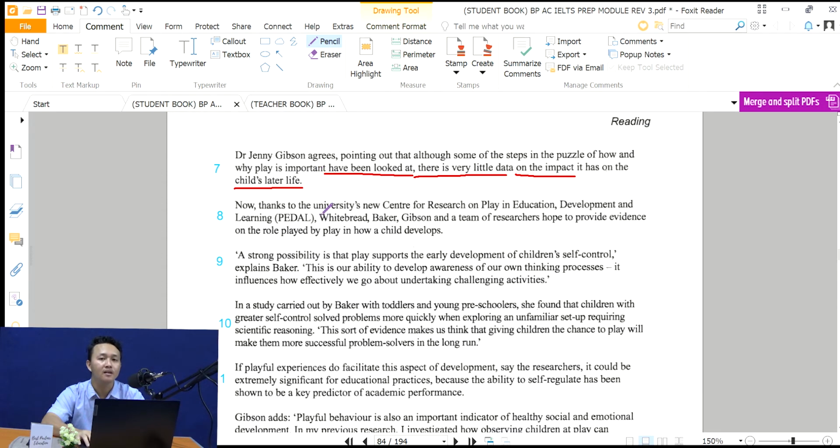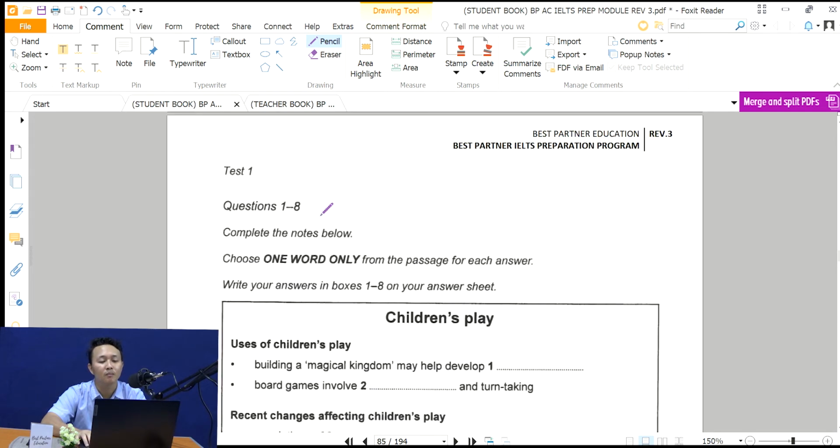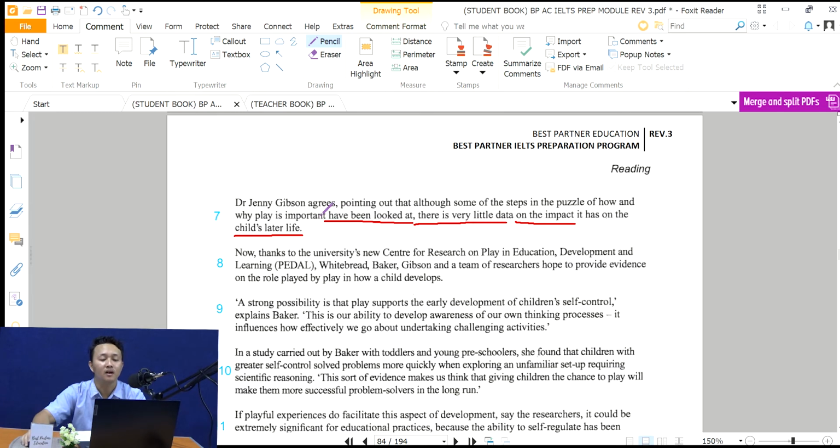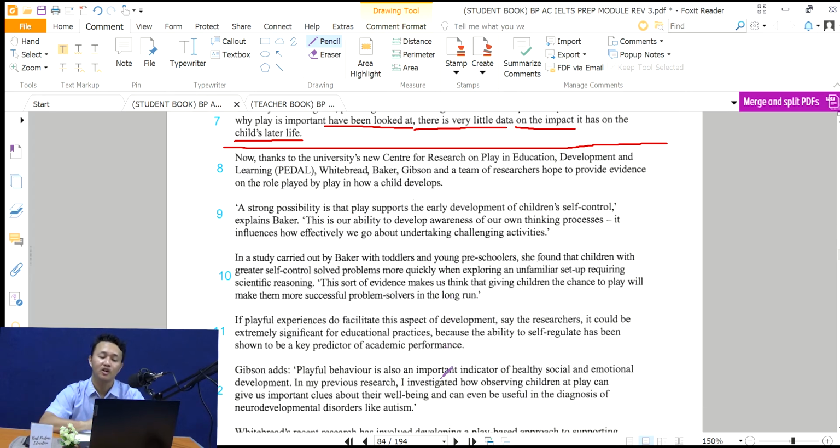So do not read the previous part for number 1 to number 8, but read the following part after the last answer to number 1 to number 8, which is number 8. Okay, the answer to number 8 ends in here. So read the following paragraphs. Okay, to make it faster, try to find the keywords or the paraphrase.